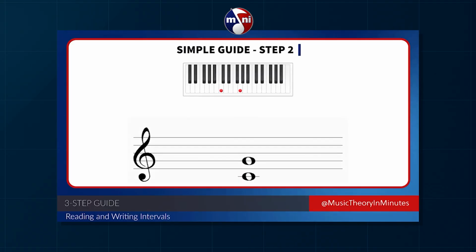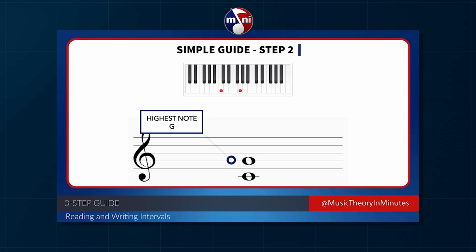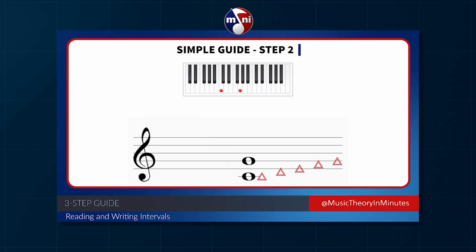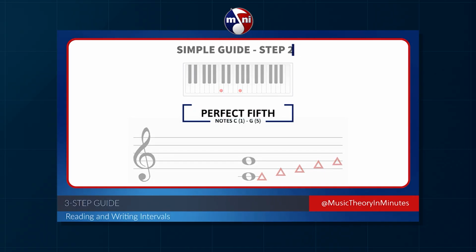Really important. Step number 2, identify the high note and then name it. Go back to your lower note and then count how many steps there are from the low note, being 1, to the higher note. In this example, we have 5 steps, which means this is known as a perfect fifth.